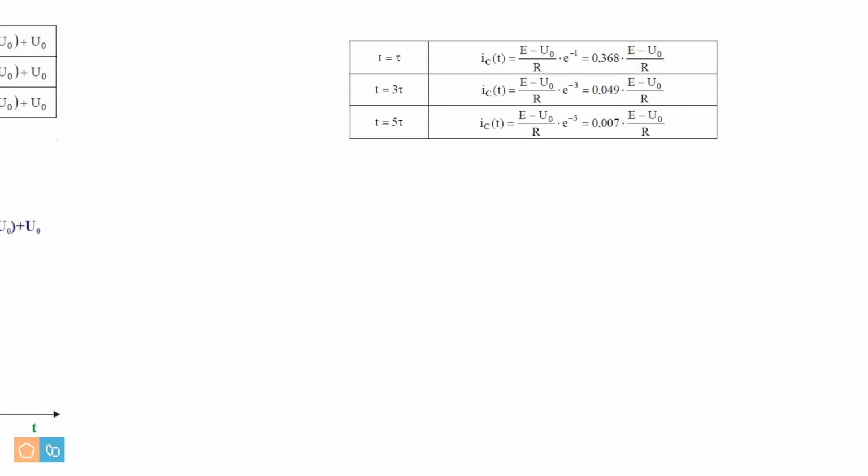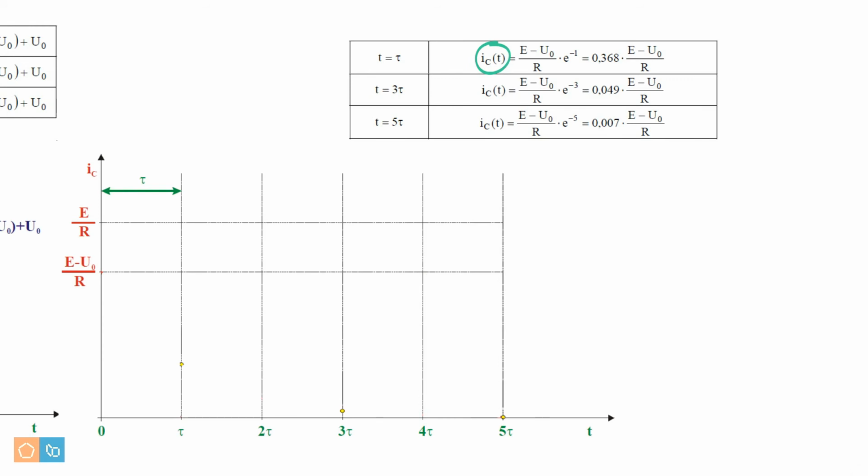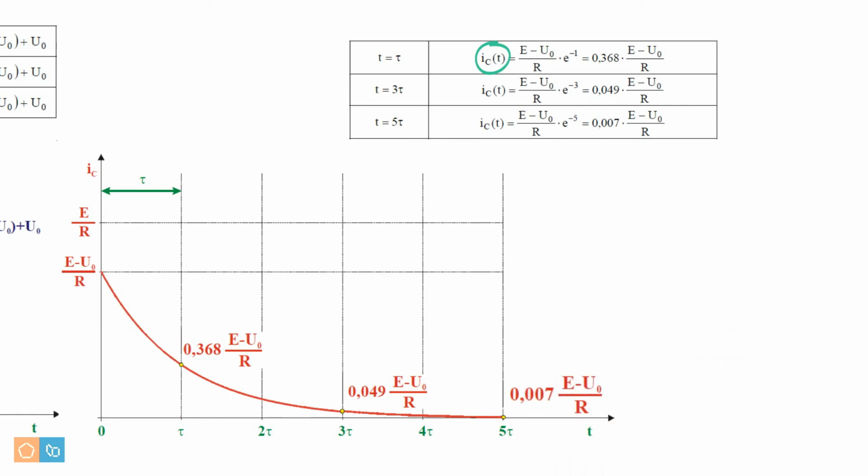On the other hand, the IC current through the capacitor behaves in the following way. For the instant t equals tau, the IC current reaches 36.8% of its initial value, E minus U0 divided by R. At the instant t equals 3 times tau, IC reaches 4.9% of its initial value, and at the instant t equals 5 times tau, IC reaches 0.7% of its initial value.